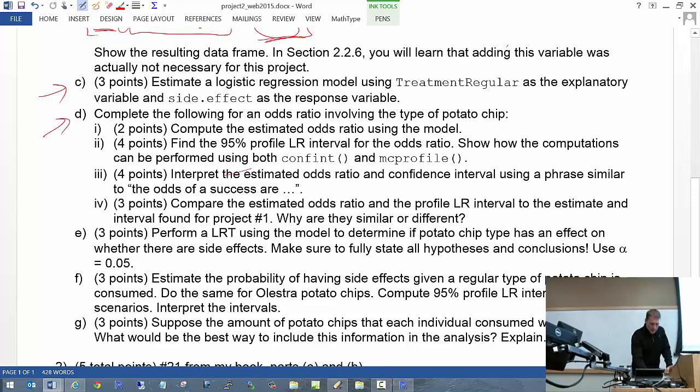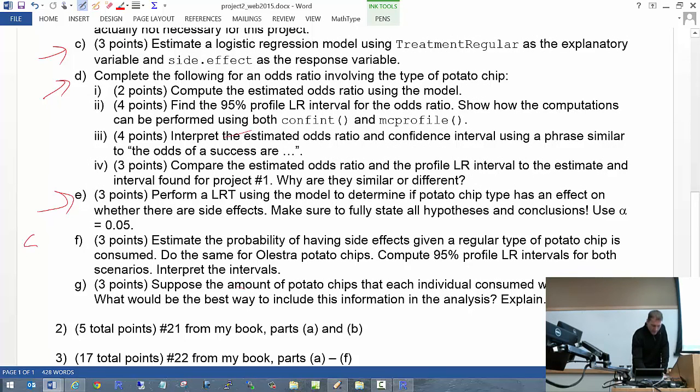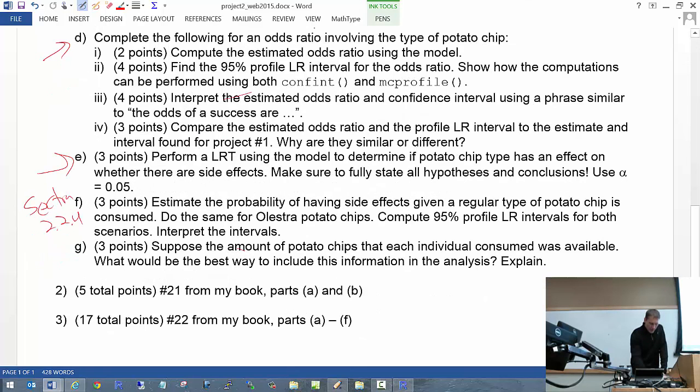Part E covers the stuff that we just did. Do a likelihood ratio test to determine whether the type of potato chip is related to the probability of having side effects. Part F is a problem dealing with section 2.2.4. And then part G, what should be a very simple problem.